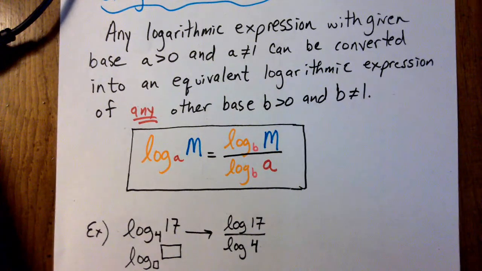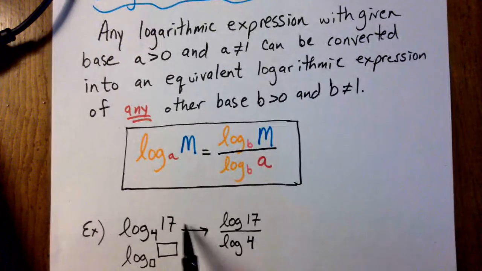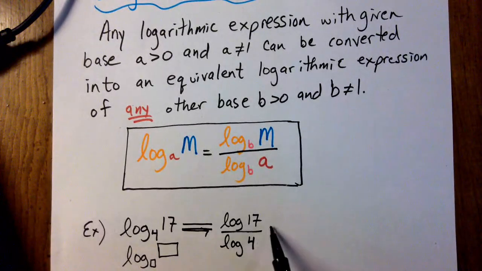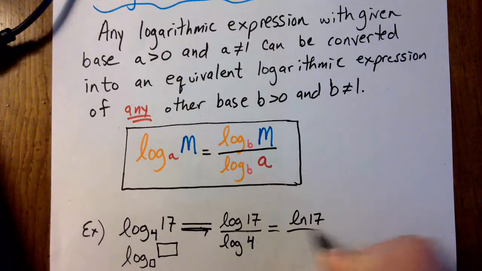So if you don't believe me, I'm not going to go to another screen right now through this video, but in class, I would tell you, get out your calculators, type this in, you'll get a decimal. Type this in, you'll get the exact same decimal, okay? So this is equivalent to that. Maybe I should have put equal signs there, which is equivalent to, if we wanted to, we could write it as the natural log of 17 over the natural log of 4.